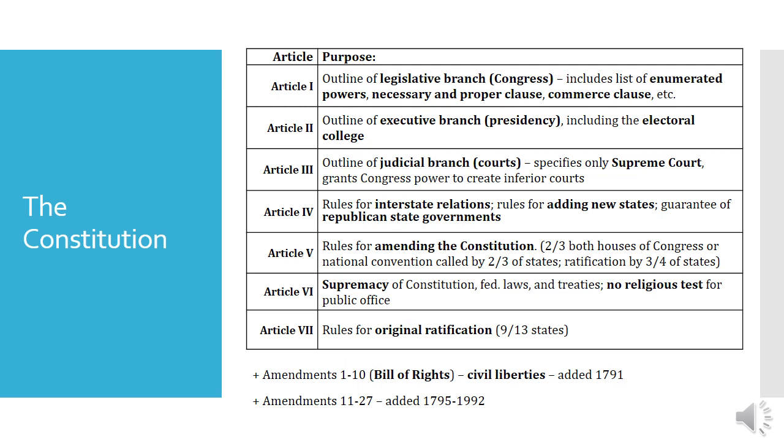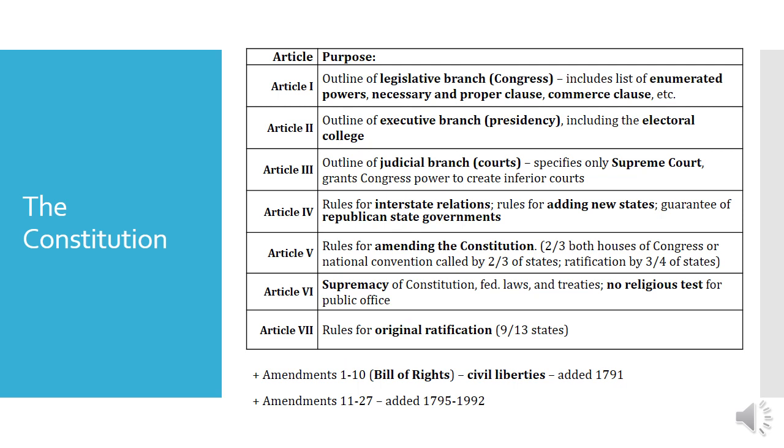Article 7 talks about how the original Constitution would be ratified. They needed 9 states to ratify it. So that's the original document. Shortly thereafter, 1791, the first Congress in the United States proposes the Bill of Rights amendments, the first 10 amendments, which include our civil liberties.